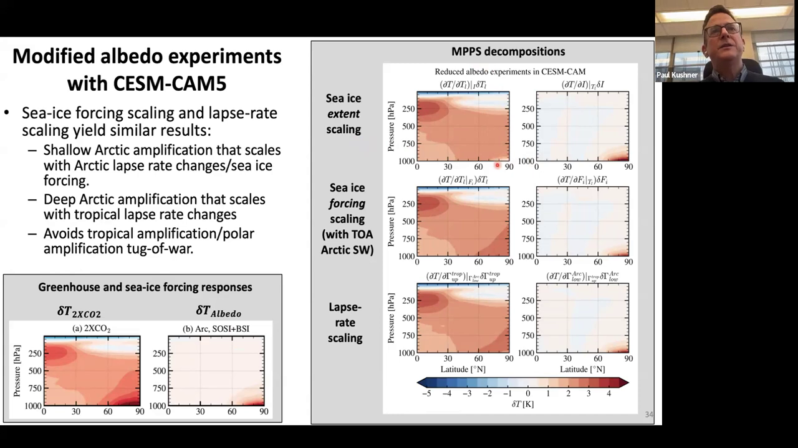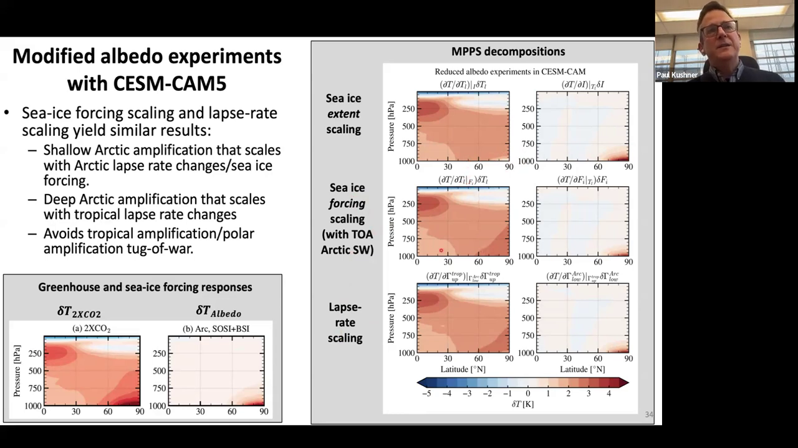I want to draw your attention to this little cold spot here. This says that if we take this at face value, somehow tropical warming is driving Arctic cooling, and that doesn't really make much sense. So this gives you tropical amplification, and that's always been a suspicious feature. And this big bite here is something that is being attributed to ice loss. Okay. If we use sea ice forcing scaling or lapse rate scaling, the picture changes quite a bit for this model.